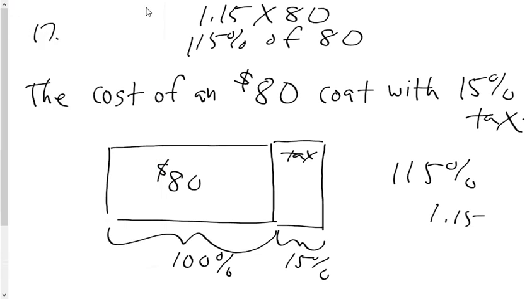Now, alternatively, if I calculate 15% of $80, 10% is 8, 5% is 2, that would be $12 tax. If I added those two together, I'd still get $92. But this is the better way of thinking of it, right?